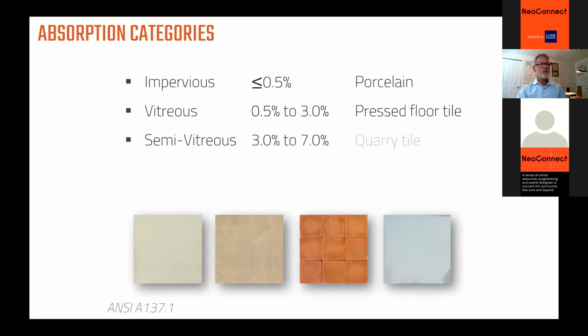In semi-vitreous, the range is 3 to 7%, and that's a pretty big range. That's where the quarry tile and some of the softer ceramic tiles fall into. And then non-vitreous would be glazed wall tile. These would be very soft white body tile that you wouldn't want to walk on, but they're okay for backsplashes and walls and things like that.